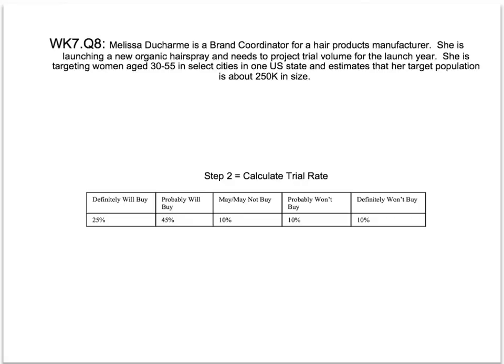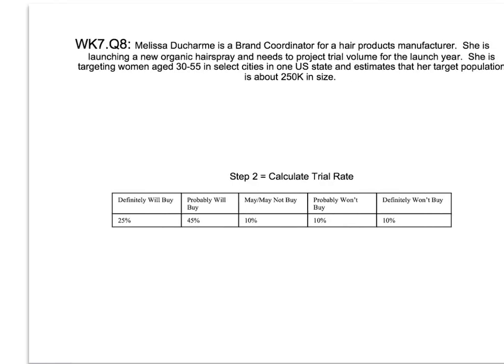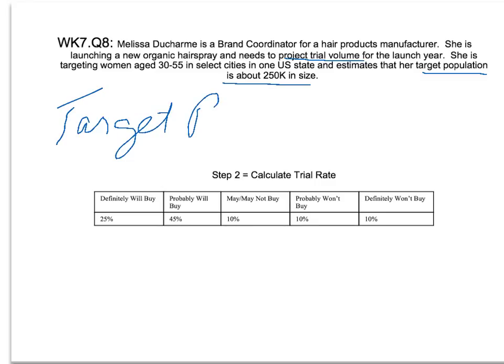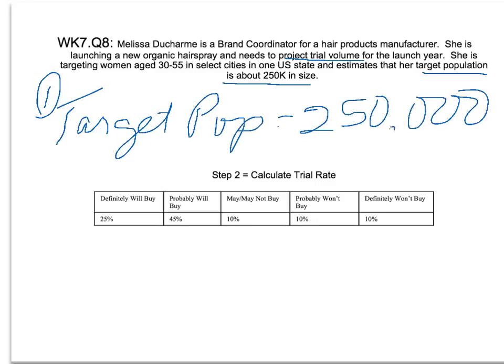Week 7, question 8 asks us to project trial volume. Based on the lesson for this week, there are several steps to projecting trial volume. The first of which is to calculate your target population. In this case, the case gives it to you. So step 1, target population is equal to 250,000.